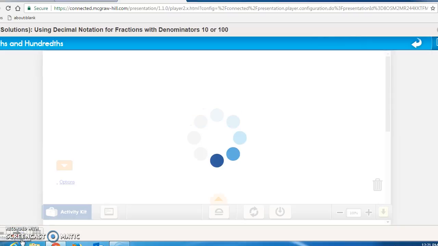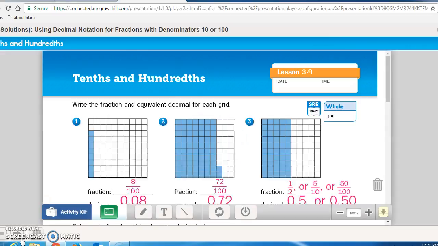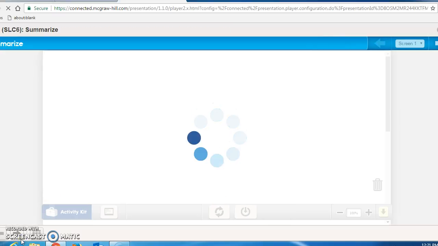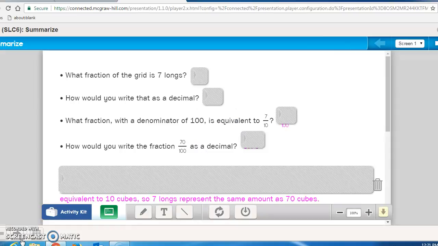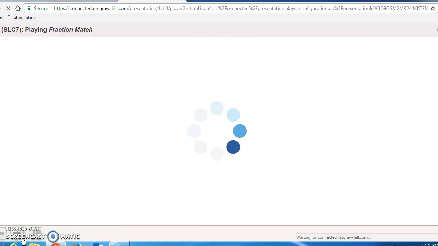This is the page that you should have worked on and should have brought back and shown to me. The next thing that this is going to ask you is to turn to Math Journal, page 92. And the first math box is going to be working with you again on fractions of a grid as far as longs and cubes.